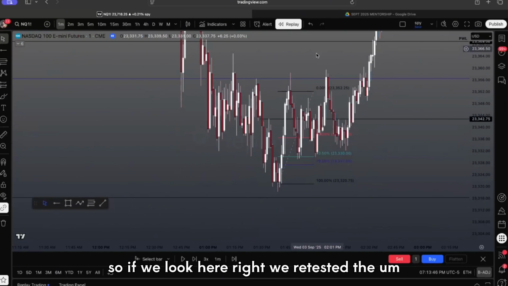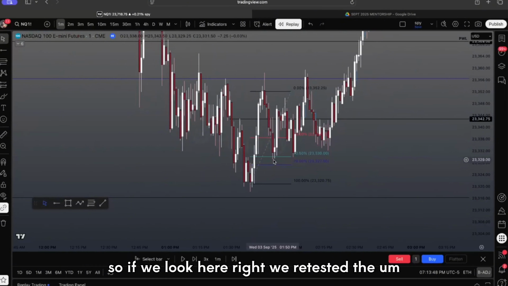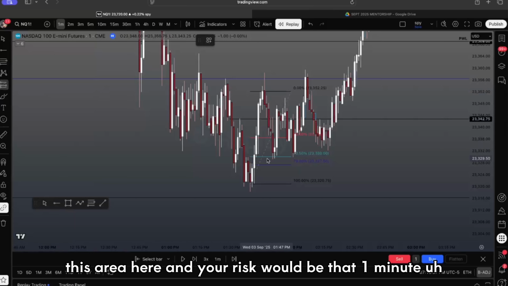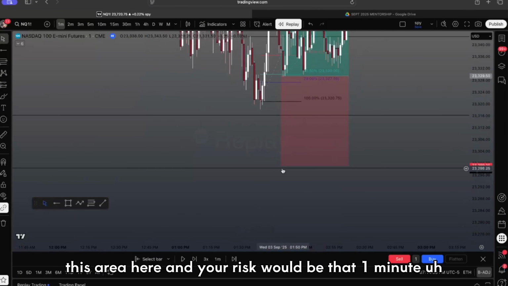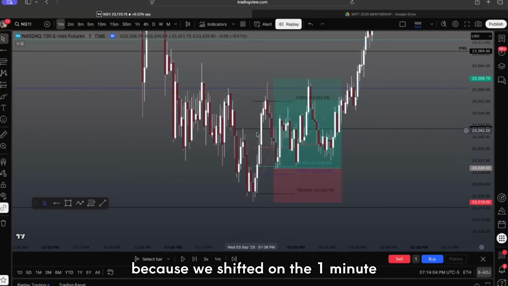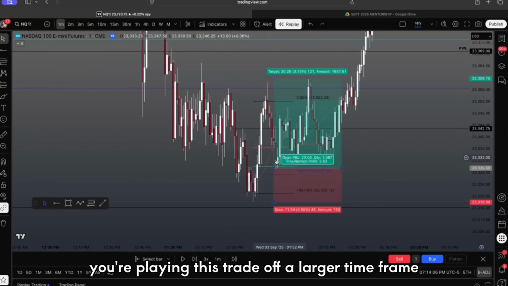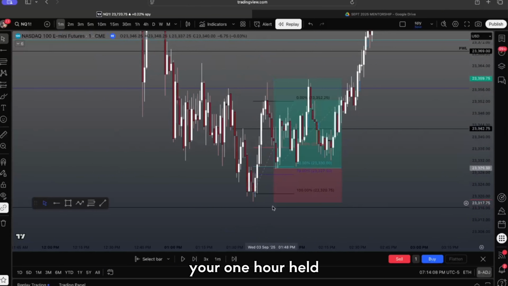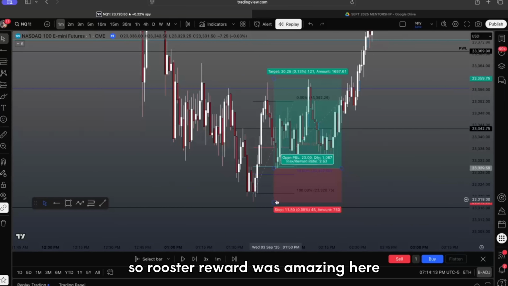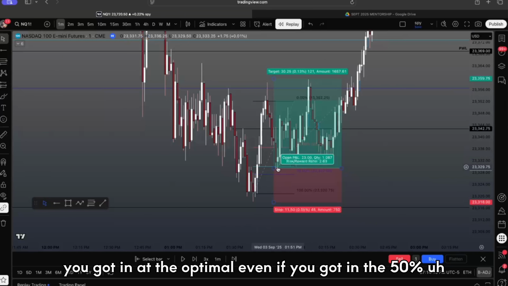So if we look here, right, we retested the optimal level here. Your entry is at this point and your risk to reward would just be from this area here, and your risk would be a 1 minute close below the 1 minute low because we shifted on the 1 minute. Like I said, you're playing this trade off a larger time frame. Your 1 hour held, and then you got a structure shift to the upside, and then above here we're getting above the premium. So your risk to reward was amazing here. Let's say you got in at the optimal, even if you got in at the 50%.